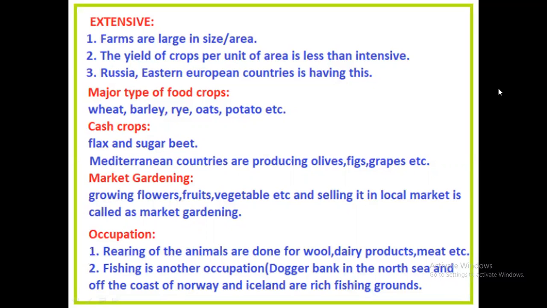Occupations practiced here are majorly two. First is rearing of animals, done basically for wool, dairy products, meat, etc. Fishing is also one of the occupations. As mentioned in your books, Dogger Bank in North Sea and off the coast of Norway and Iceland are rich fishing grounds. In this video, we learned about resources and utilization, agriculture itself.